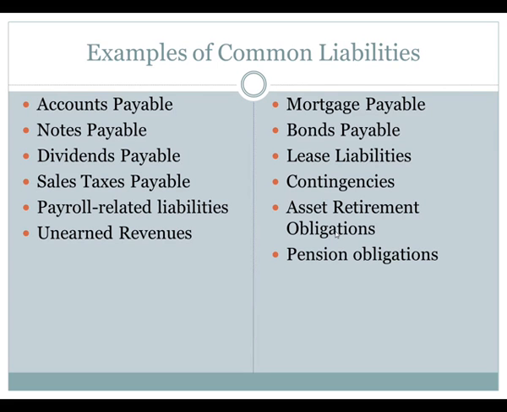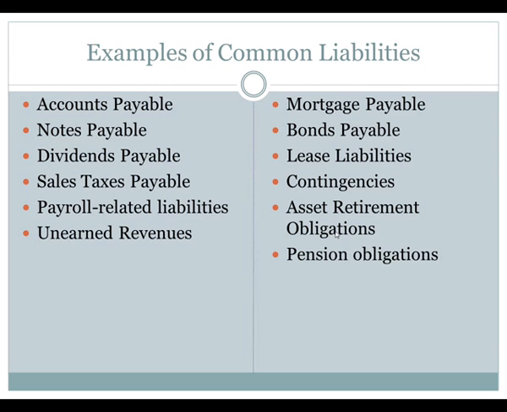There are lots of different kinds of liabilities and obligations that we can see on a balance sheet. In future videos, we'll be talking about all the details with regard to how to account for, for example, bonds payable and lease obligations and contingencies and so on. I just wanted to get a list of the common types of liabilities that you can expect to see on a balance sheet.